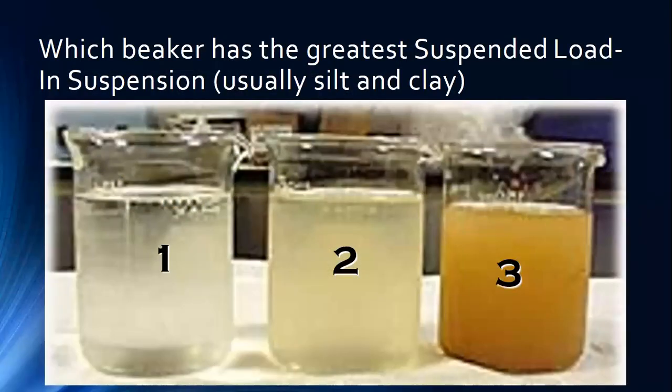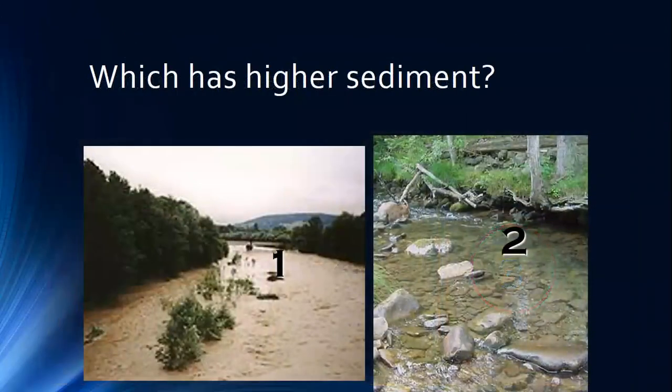Which beaker has the greatest suspended load? Hint, it also has the greatest turbidity. Again, which one has a higher sediment load? The one that has the greater velocity, greater erosion, and is able to hold more things in suspension, thus a higher sediment load.